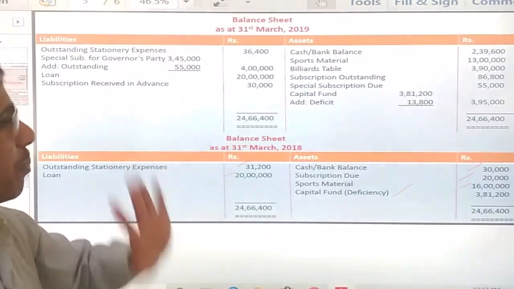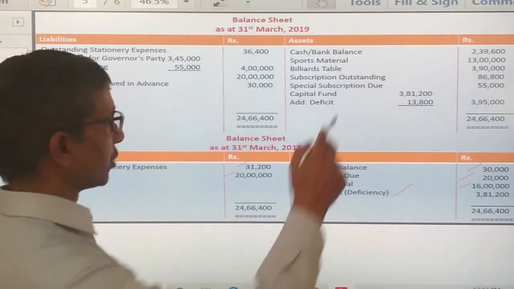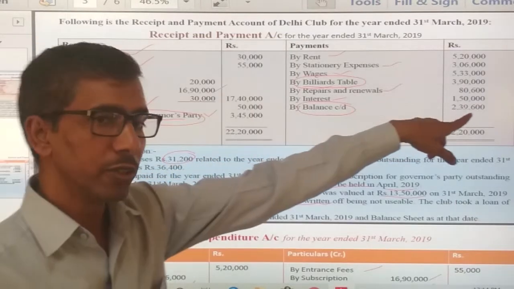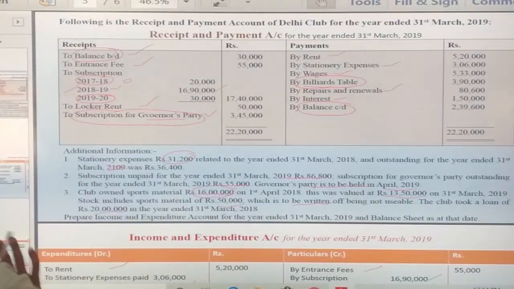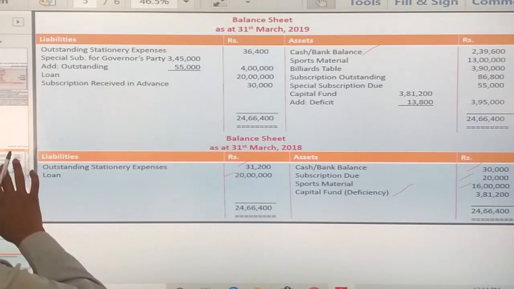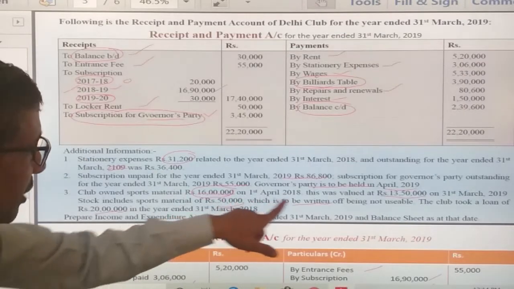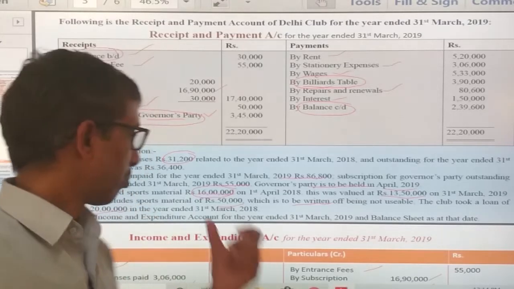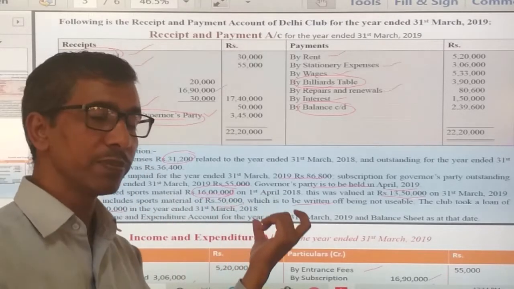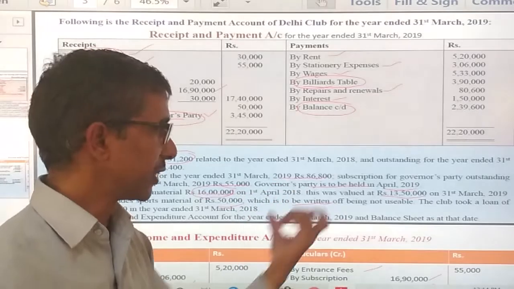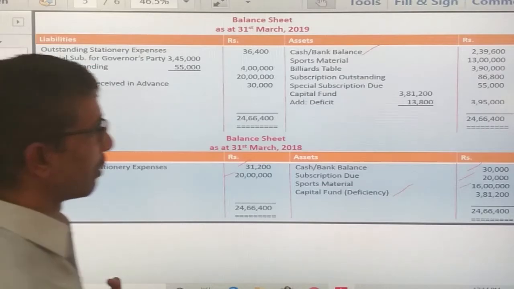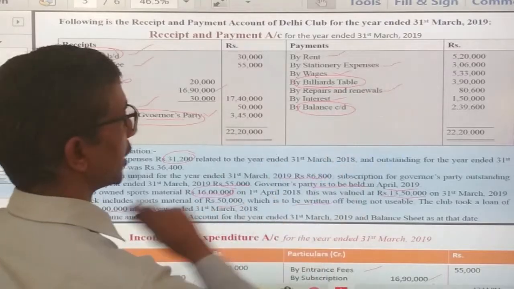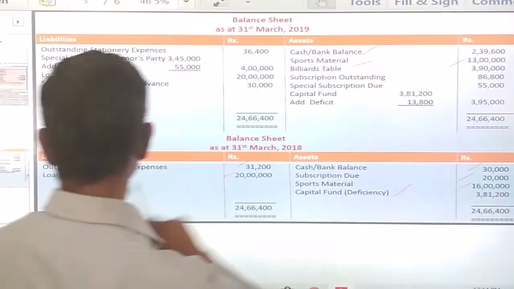After this, we have to prepare the closing balance sheet. In the closing balance sheet also we have to show the cash and bank balance which is given in the receipt and payment account at the end, 2,39,600. So this we will show here. After that, sports material: we have a stock of 13,50,000 at the end, but out of this 50,000 is written off for being not usable. So deduct 50,000 from this, and then we get 13 lakh. Then billiard table is given in the question, 390. So 390 billiard table we have shown.